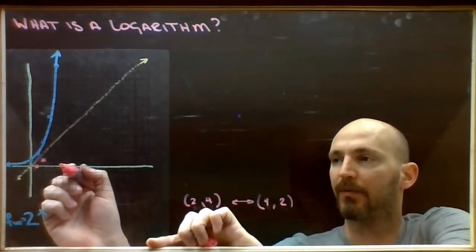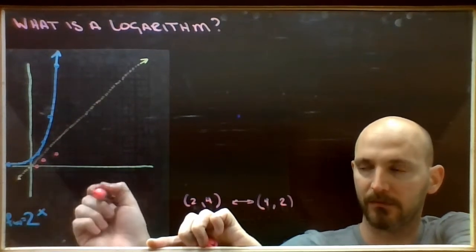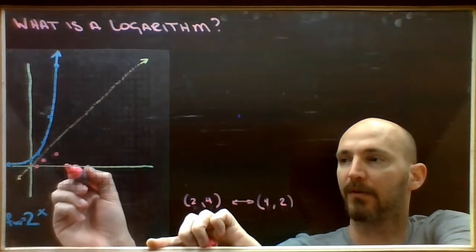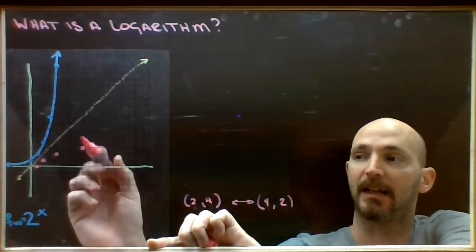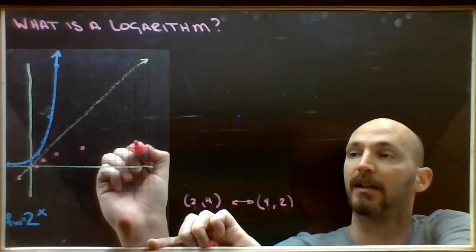1, 2, 3, 4, 2. And then I will have 8 and 3: 1, 2, 3, 4, 5, 6, 7, 8, and 3. And 16 and 4.